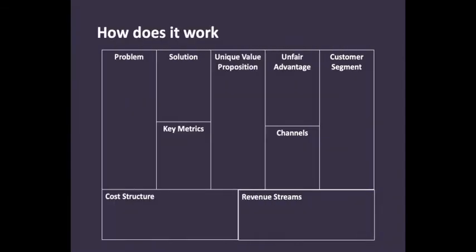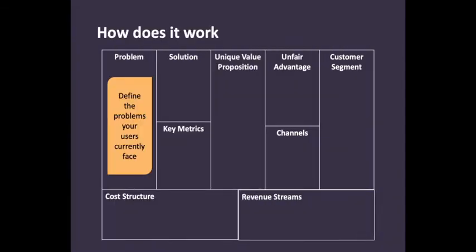So how does it work? First, you define the problem. You define the problems that your users currently face. This is where you've talked to your users, you've done your 5 whys, and you can list out all the little problems that they're having in their space that you want to work on. Then you go to the solution. You list out not all the possible solutions, but the solutions that you want to work on, the ones that you want to provide as a service or as part of your business.